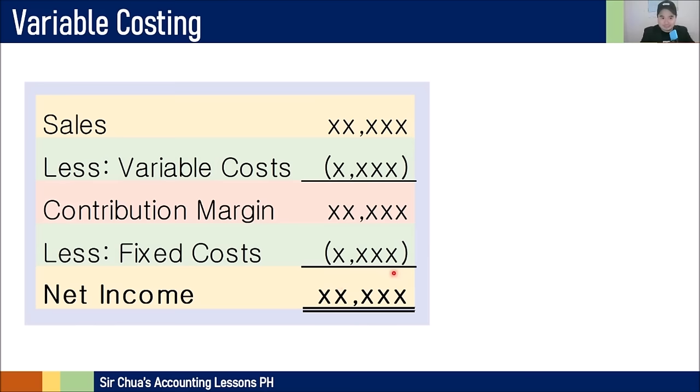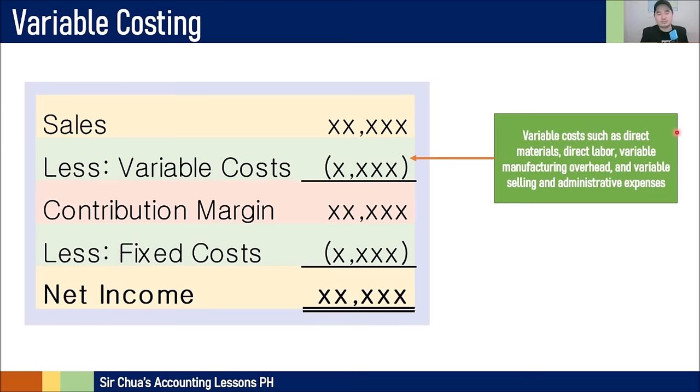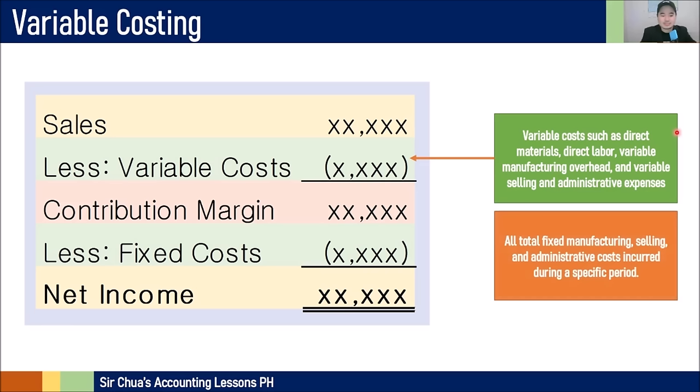What we include in your variable cost includes all of your direct materials, direct labor, variable manufacturing overhead, and variable selling and administrative expenses. And then in your total fixed cost, of course, all manufacturing, selling, and administrative costs incurred during a specific period. So that's how we do income measurement for internal decision-making purposes, which is called your contribution margin income statement, more commonly known as variable costing.